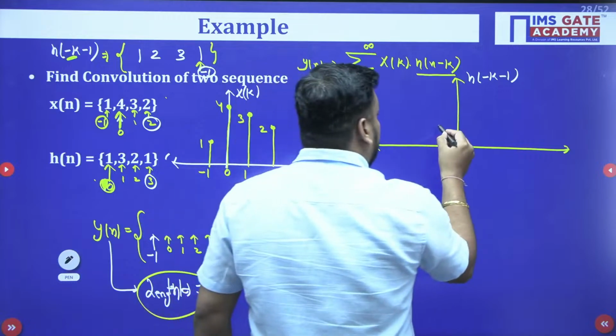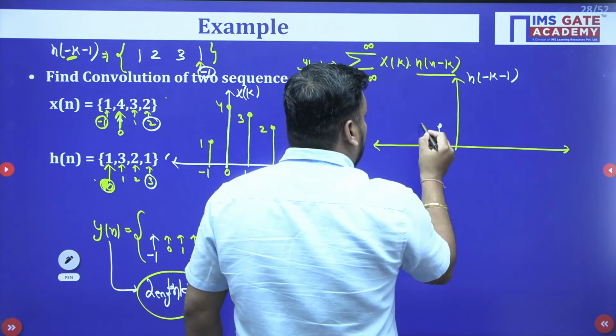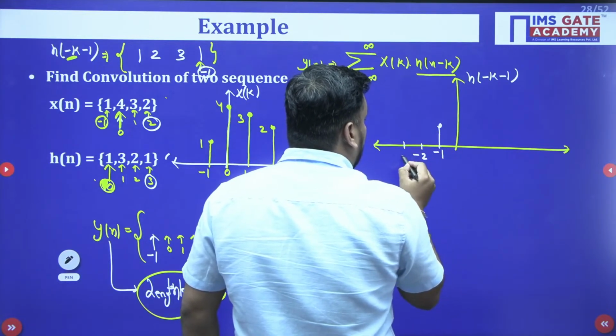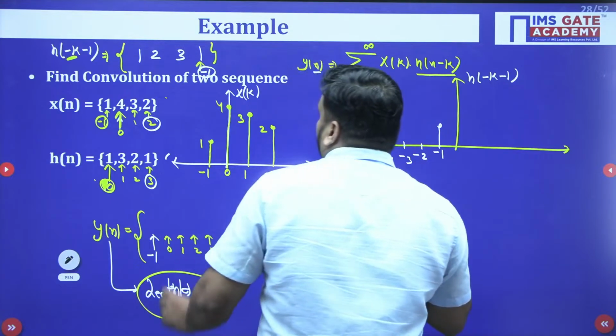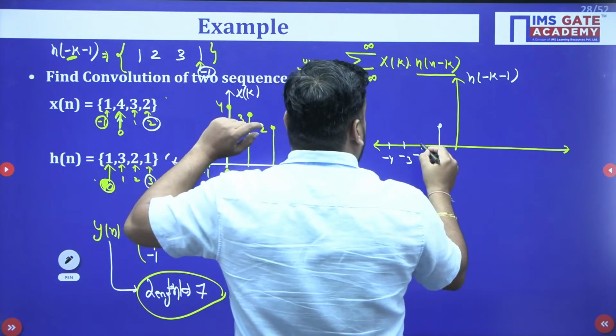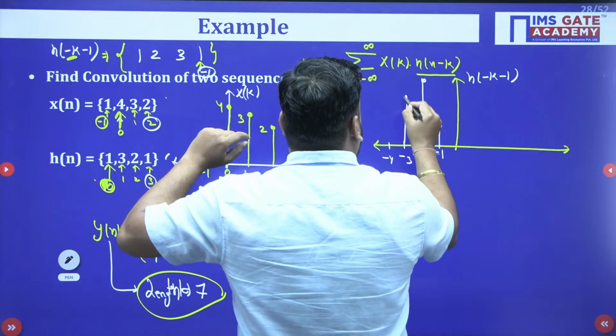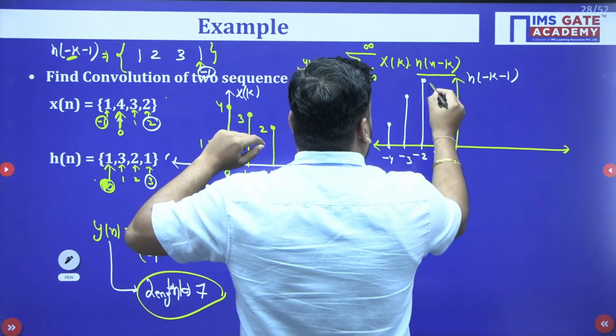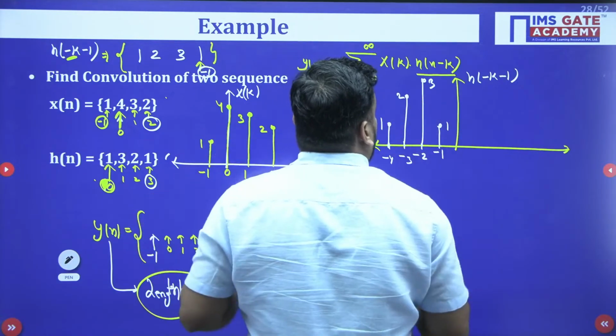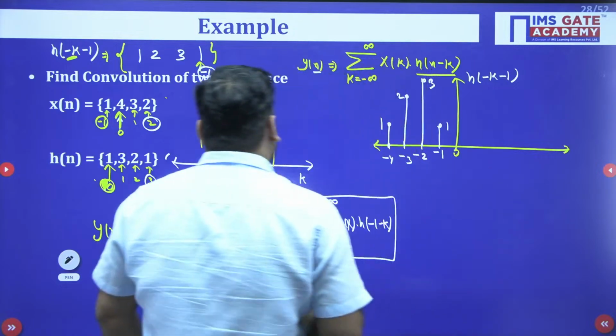When you draw this, you will get the curve: the minus 1 location, then minus 2 location, then minus 3 and minus 4. And the values are 1, 3, 2, 1. So here is 1, here is 3, here is 2 and here is 1. Yes or not? Yes.